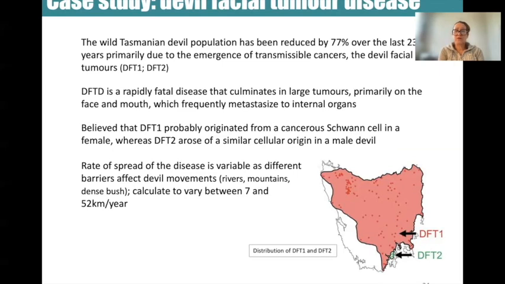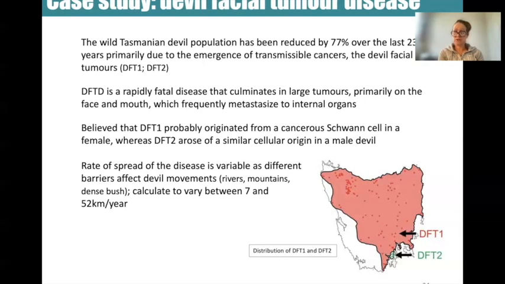So the wild Tasmanian devil population of Tasmania has been reduced by 77% over the last 20-30 years, and this is primarily due to the emergence of transmissible cancers, which is the devil facial tumours. DFTD, or the devil facial tumour disease, is a rapidly fatal disease that culminates in large tumours primarily on the face and mouth, which frequently metastasise to internal organs.